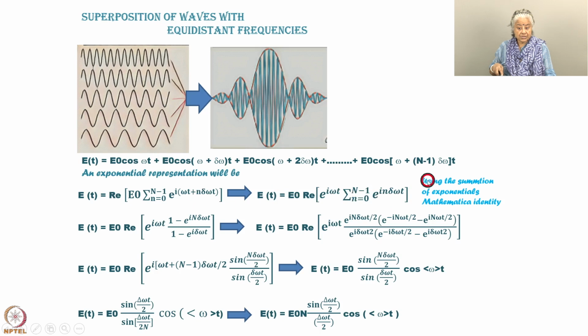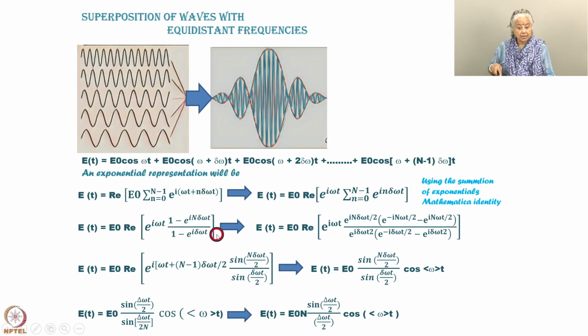Now, I use the summation of exponential mathematical identity. Okay. Now, I have to take the summation. What does the summation come out to be? That is a mathematical identity also, and that is equal to E0 e to the power i omega t, which I already have here, and this summation part works out to be this part: 1 minus e to the power i N delta omega t, capital N, over 1 minus e to the power i delta omega t. Okay. This is a mathematical identity which you can look up in any mathematical physics books or anything.